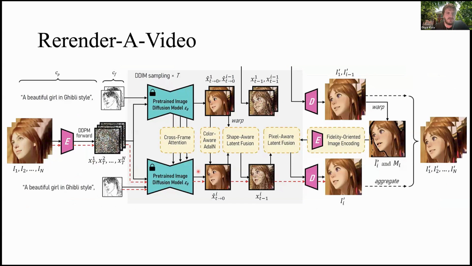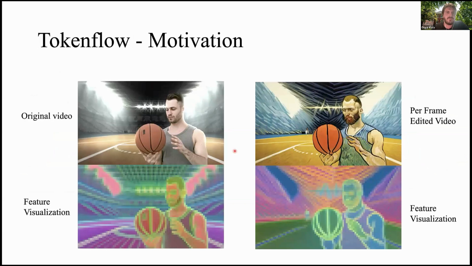There's another method called Rerender A Video, which offers some pixel level changes and shape aware level changes, and they do some kind of architectural changes to keep the pixel level correspondences between frames as close as possible during the sampling step. And this is another method published in ICLR 2024, TokenFlow.